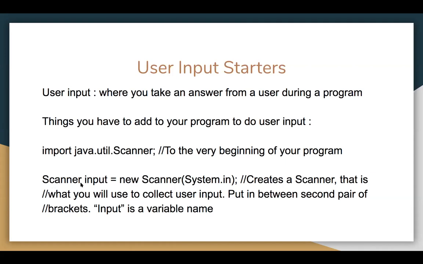The second thing you have to do is something like this, which is Scanner input equals new Scanner, and then in parentheses System.in. What this does is create a scanner that you'll use to collect user input. You put this in between the second pair of brackets, which is also called the main method. Get used to me calling it the main method, since you'll be hearing it a lot in Java 3 and beyond. And just a note, input right here is a variable name, so you can change it to whatever you want.